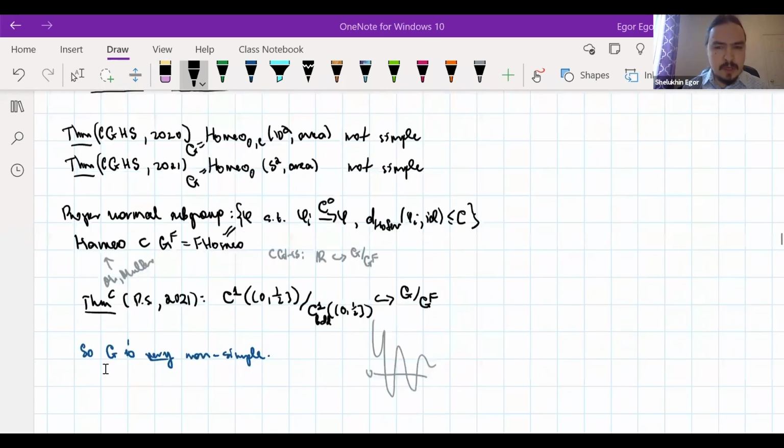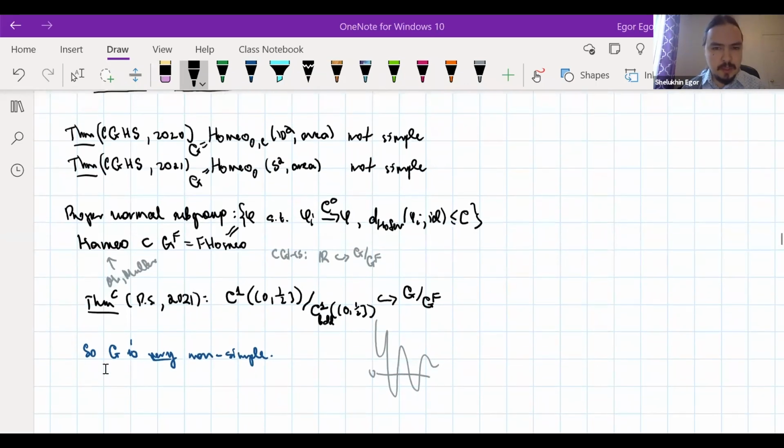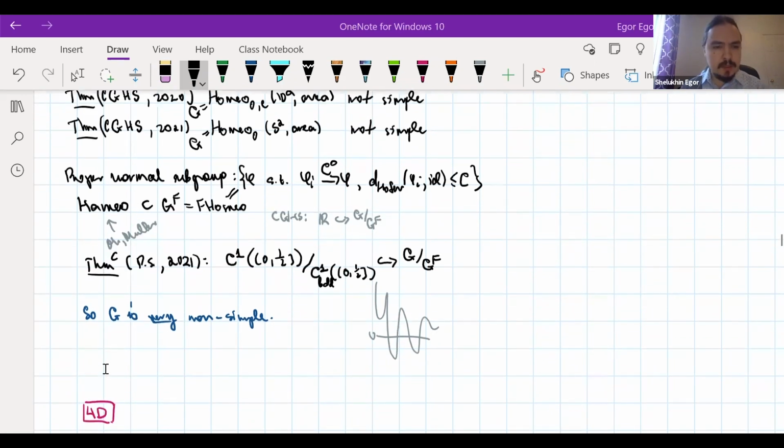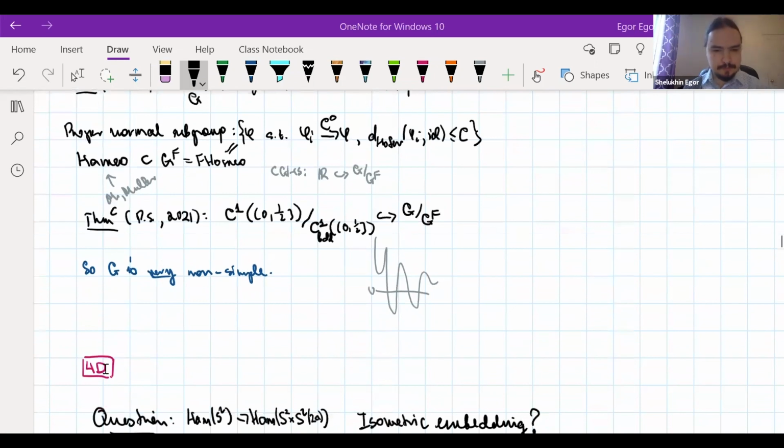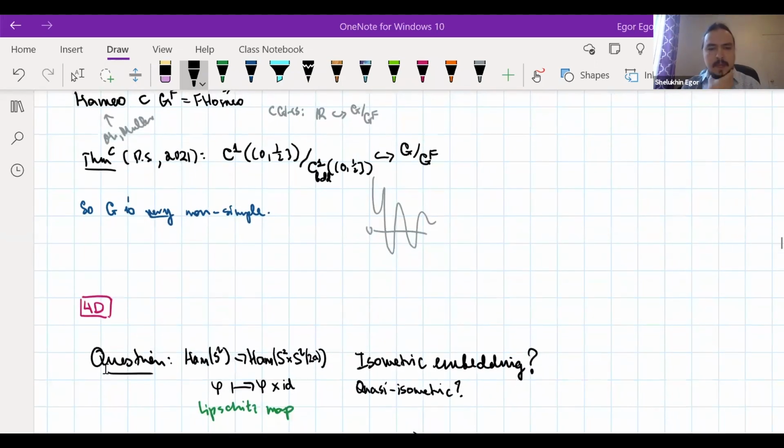Okay, so these are the results in two dimensions. And now there are also a few results in 4 dimensions. In 4 dimensions, recall that we were talking about stabilization. So we had something happening on S2, and we wanted the same thing to keep on happening once we cross S2 with S2 of small area.